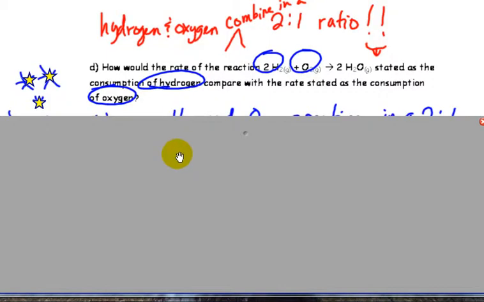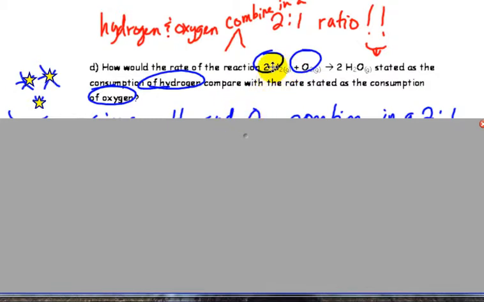Okay, next one. Put a star beside this. I could ask you this again, hint, hint. How would the rate of the reaction, hydrogen plus oxygen yielding water, stated as the consumption of hydrogen compare to the rate of oxygen being used up?